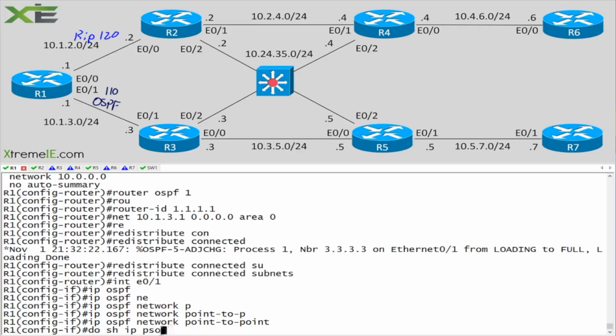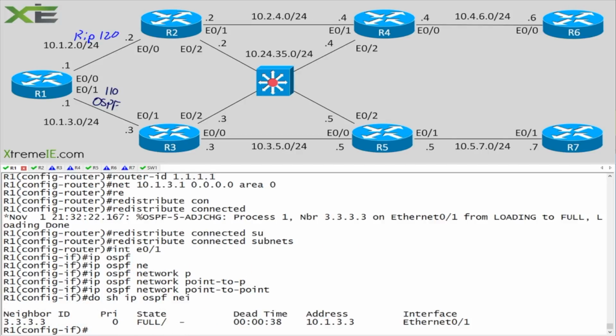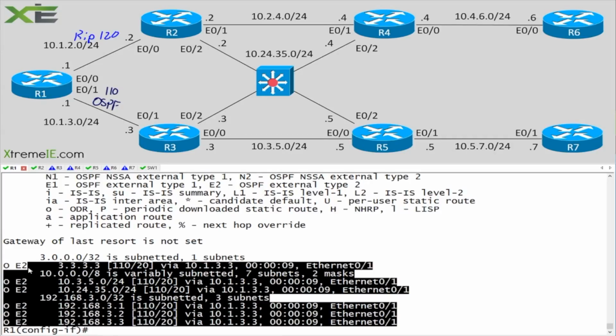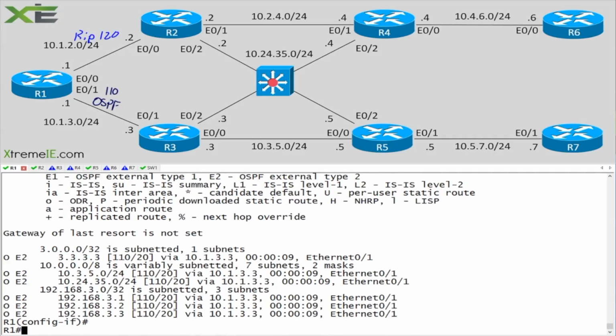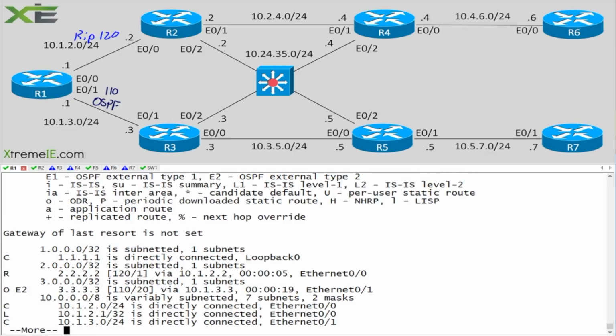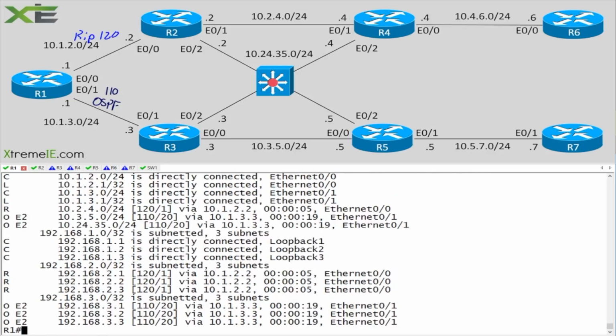Do show ip ospf neighbor, so we have full neighborship. Let's say do show ip route ospf, and we can see that we have OSPF routes that we're learning. So now, instead of doing a show ip route and picking a protocol, let's say show ip route and actually take a look at our routing table.